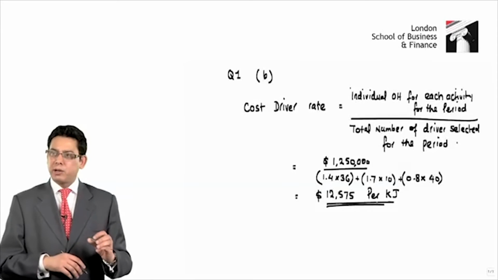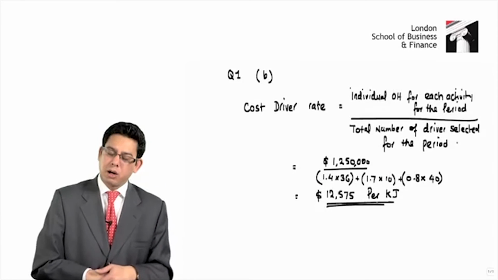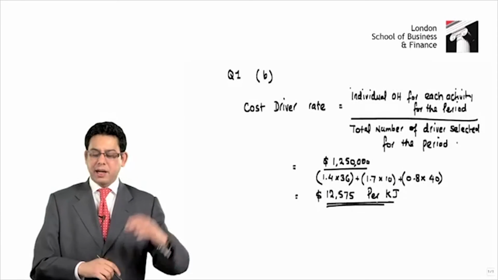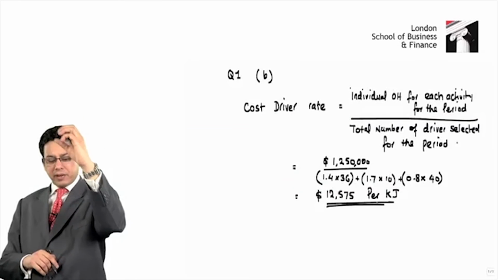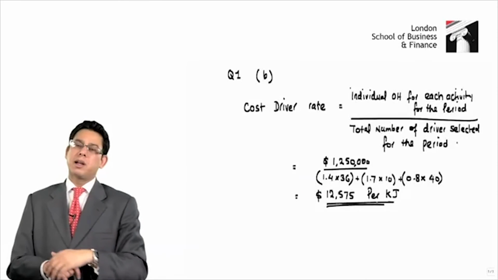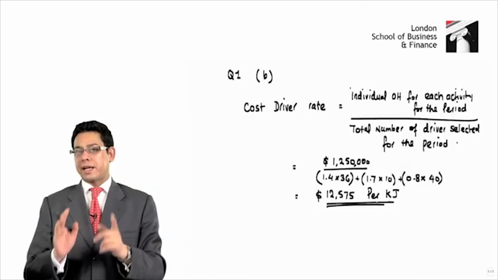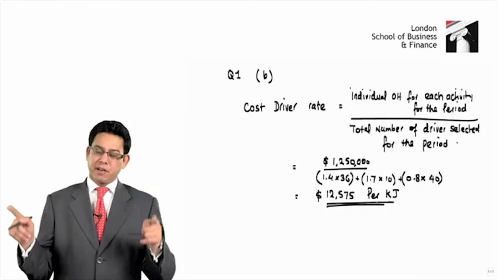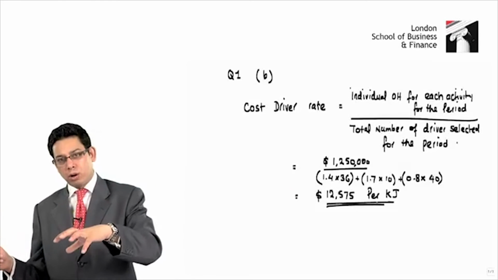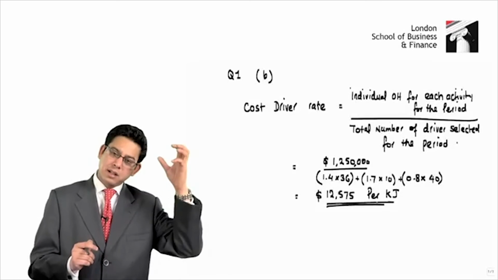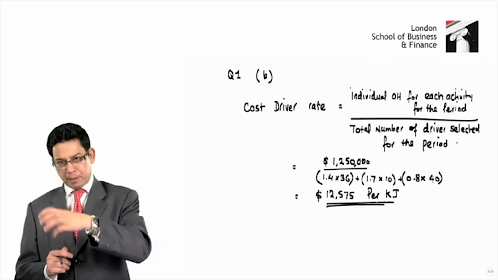Same thing you are going to apply for the other overhead activities as well. Okay, individual overhead for each activity divided by the total number of drivers selected for the year. If they are given per unit, convert them into the whole year. If they are given per batch, convert them into the whole year. Please remember this.